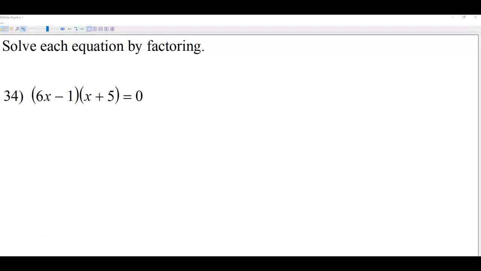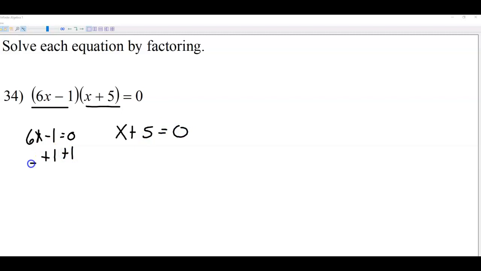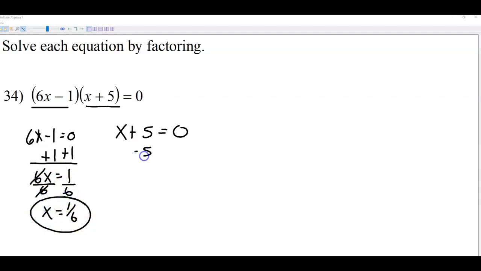Now we're going to be talking about solving equations. And for this, we're going to use something known as the zero product property. If this times this equals 0, then that means that either 6x minus 1 equals 0, or x plus 5 equals 0. And so we'll just solve both of these. To get our answer, x equals negative 5 and x equals 1/6.